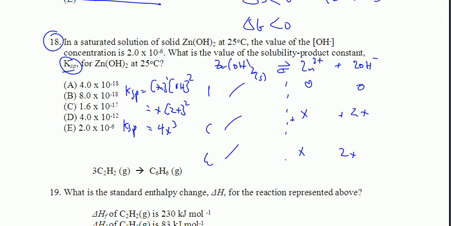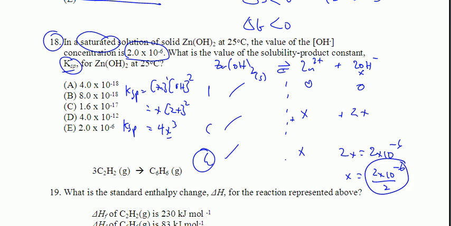So if we find x, we're home free. Well, they told us that the saturated OH concentration is 2 times 10 to the negative 6. Well, that means that 2x, because that's OH, is equal to 2 times 10 to the negative 6. That means that x is going to be equal to 2 times 10 to the negative 6 divided by 2. If you plug that back into this expression, we are going to end up with the answer.